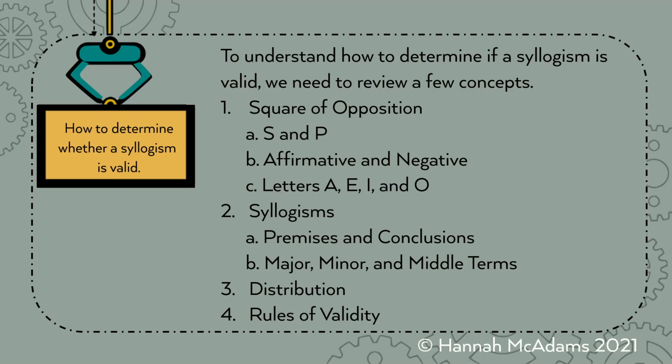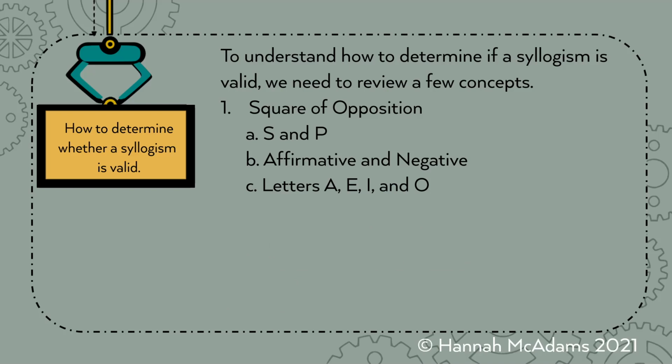So I'm going to go over a couple concepts first, and this is probably going to be in two parts because it's kind of a long concept. In order to determine whether a syllogism is valid, first you need to understand the square of opposition, syllogisms and distribution, and then rules of validity. I'm going to go over the first three in this video as a reminder so that you are ready for when to know whether a syllogism is valid.